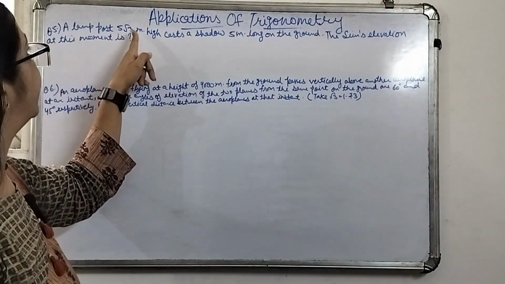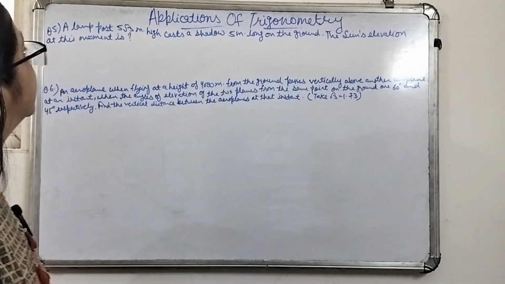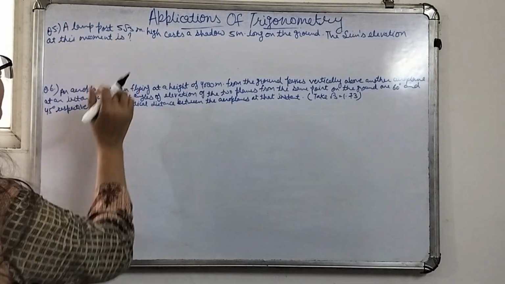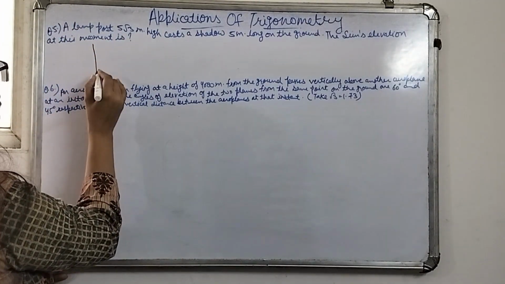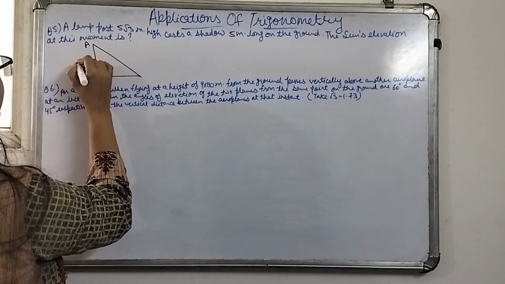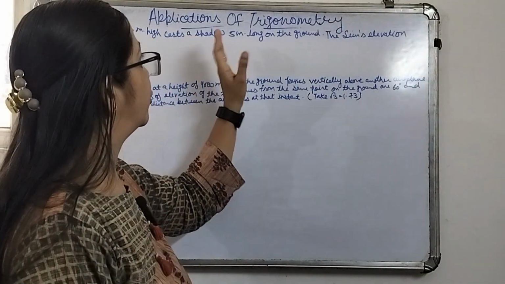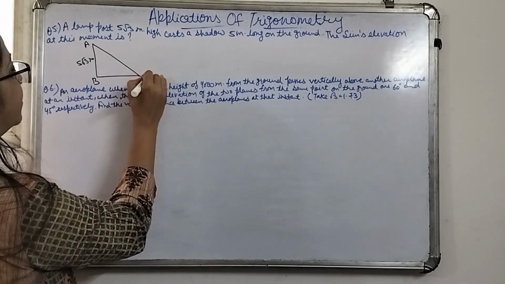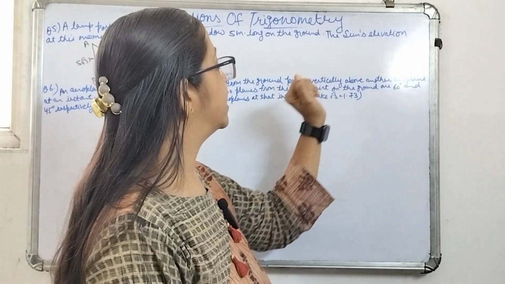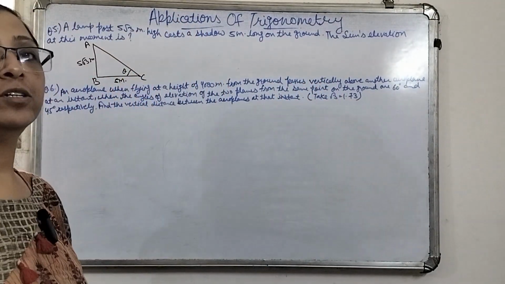A lamp post 5 root 3 meter high casts a shadow 5 meter long on the ground. The sun's elevation at this moment is? Over here it is given that the lamp post is 5 root 3 meter high. Suppose this is the lamp post. AB is the lamp post and its height is given to us as 5 root 3 meter. It is casting a shadow of 5 meter long. So here the shadow is BC, which is 5 meter long. Now what is the sun's elevation at this moment? Suppose this is the sun's elevation. This is theta, and it is the sun's elevation.